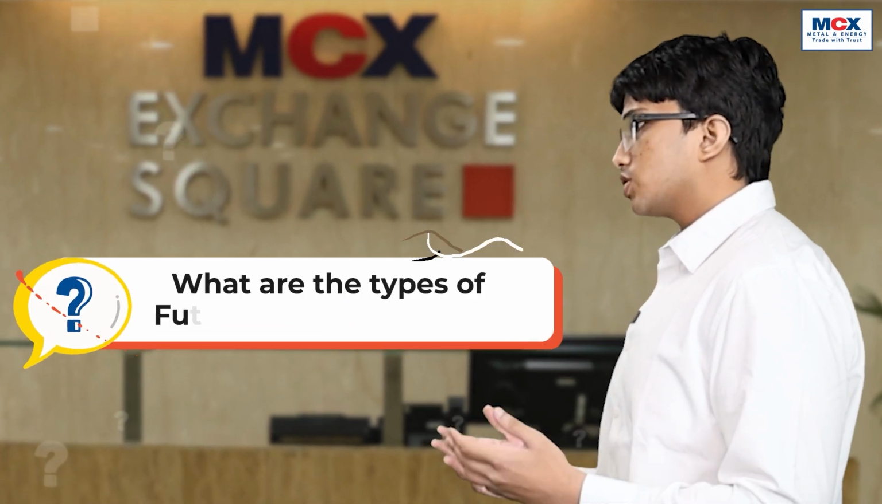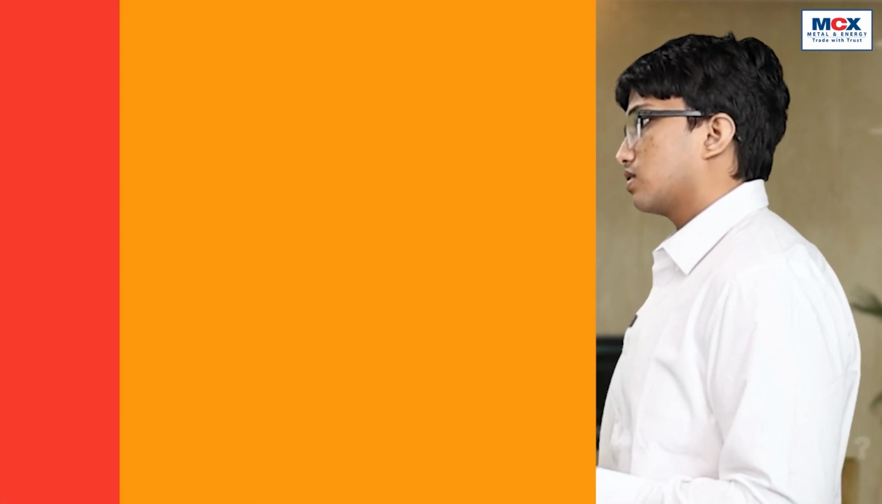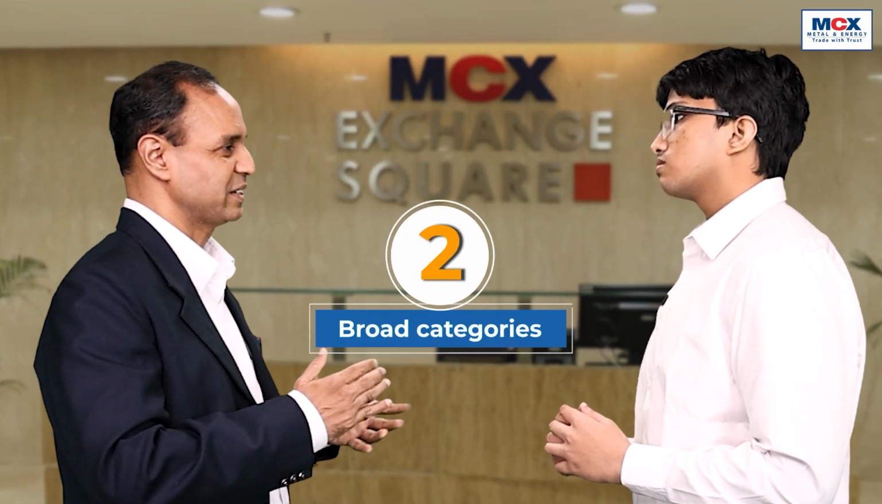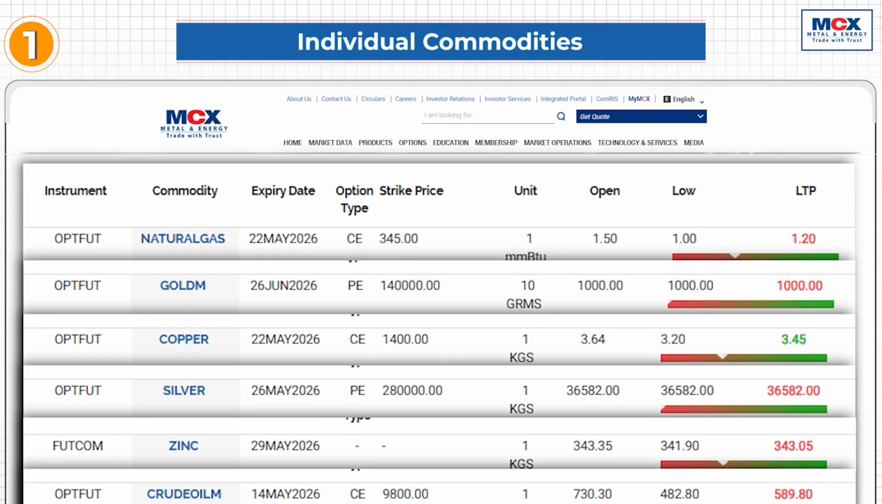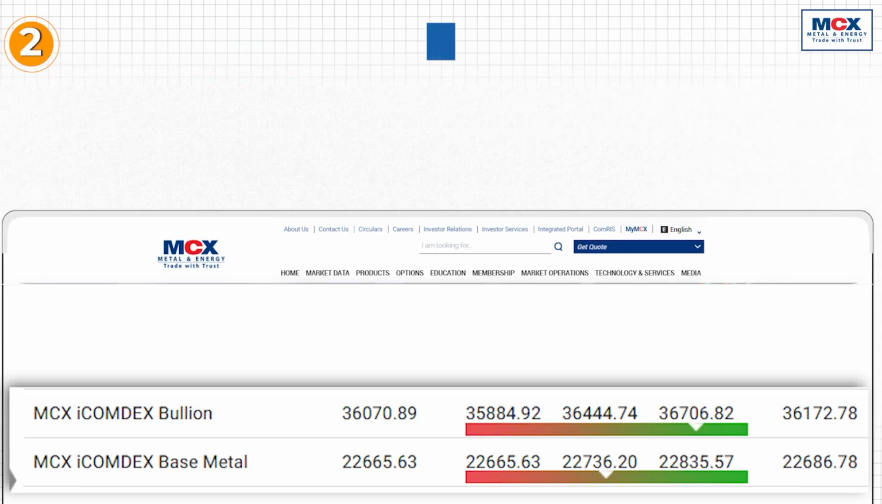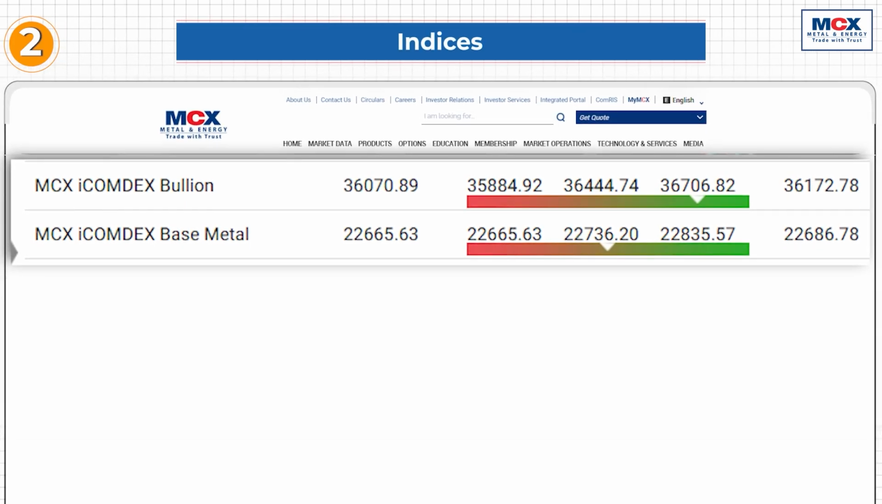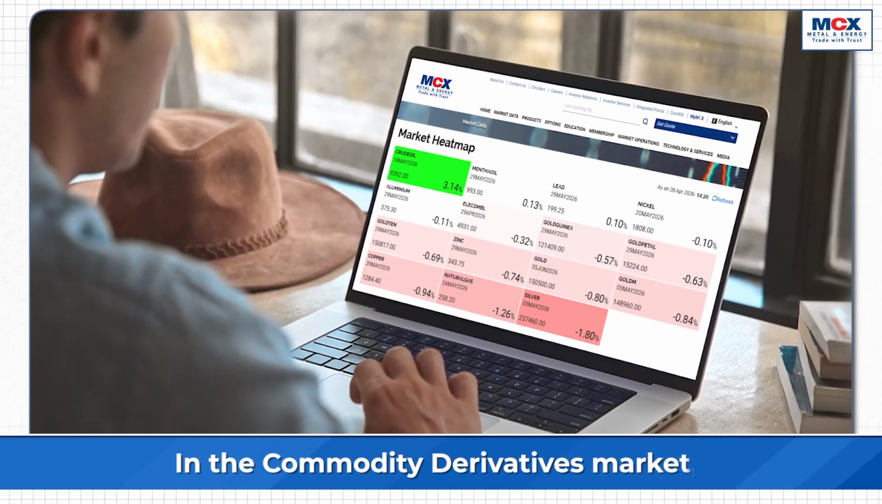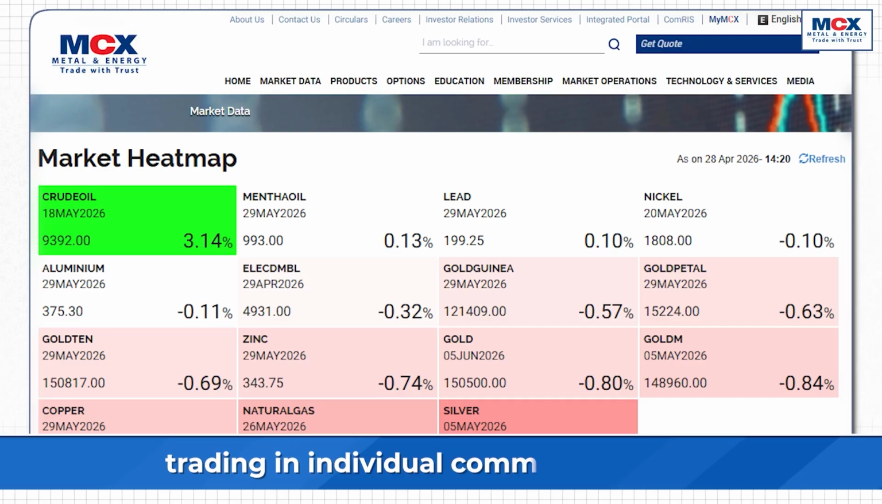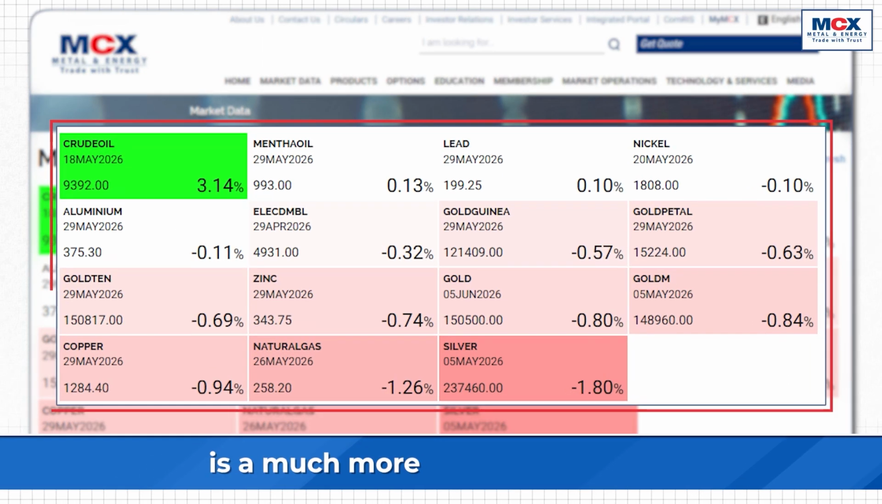What are the types of futures traded on MCX? There are two broad categories. 1. Individual commodities. 2. Indices. Unlike in the stock market, where trading in index futures is more prominent, in the commodity derivatives market, trading in individual commodity futures is a much more dominant activity.